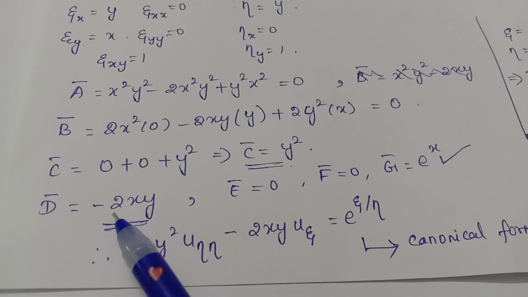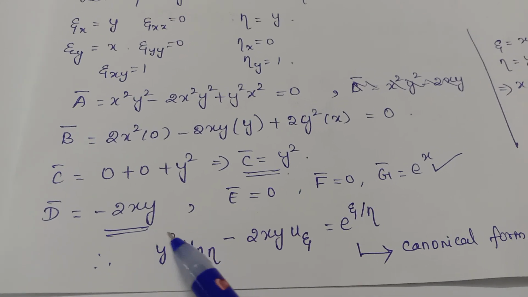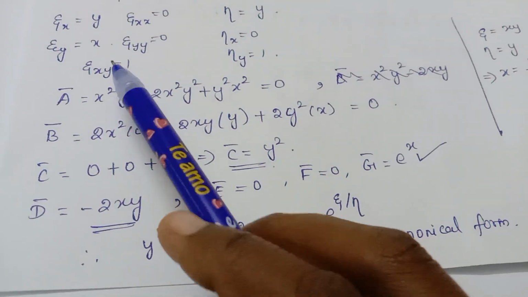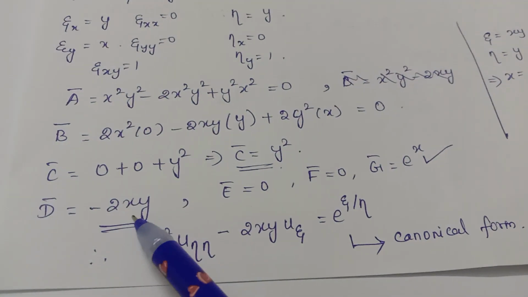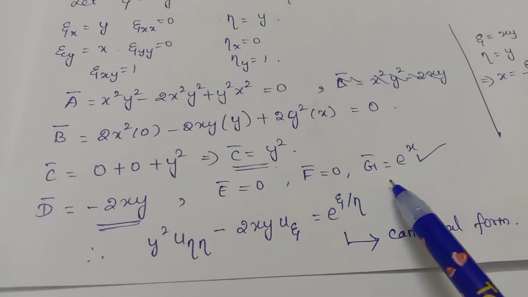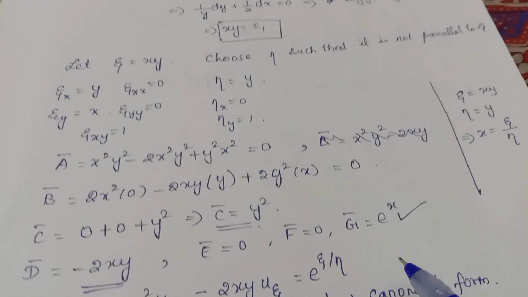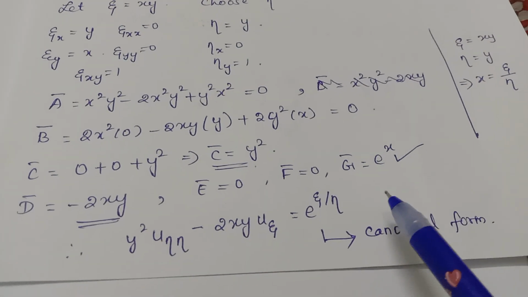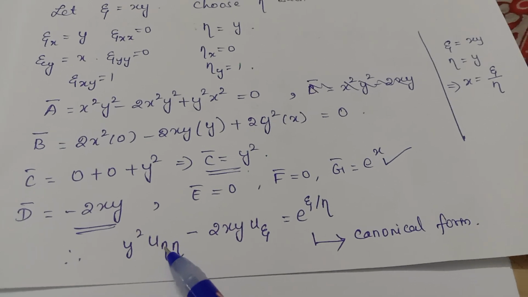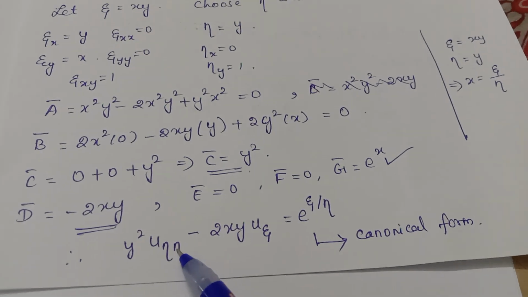And d bar equal to minus 2xy. For d bar, how will you write? A, b, c, d, e, all you have to write, no. And you have to put all the second order derivatives. Here I am having the mixed derivative psi xy. So that is coming here in d bar. So d bar equal to minus 2xy, e bar, f bar are 0, and g bar equal to g equal to e power x. Okay. So if you write the equation, you will be getting it as y square into u. What is this?